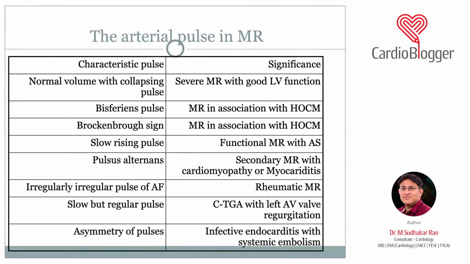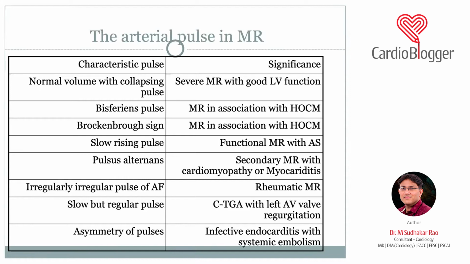So what happens is you have a normal volume, it is jerky, that is the amplitude is high, but the pulse pressure is normal, unlike aortic regurgitation where there is high volume and high pulse pressure, which is known as the collapsing pulse. So a severe MR with good LV function produces a mini collapsing pulse. If you get a bisferiens pulse in MR, it means it is associated with hypertrophic cardiomyopathy. I'll come into detail about the bisferiens pulse.